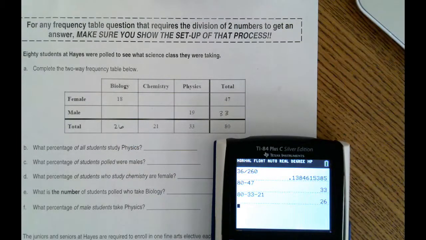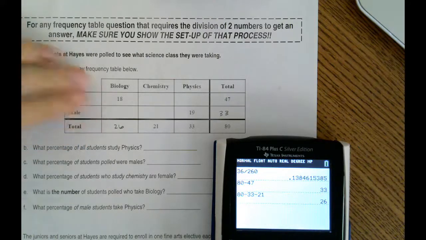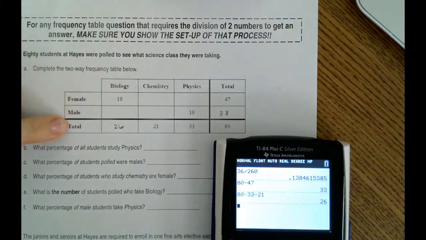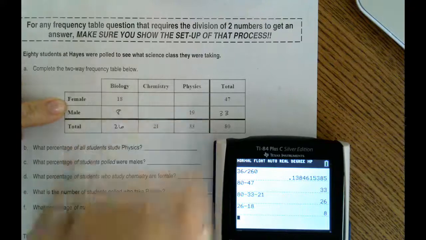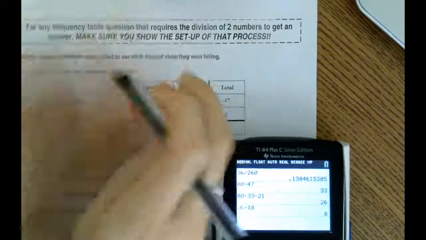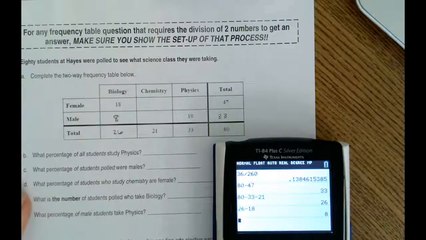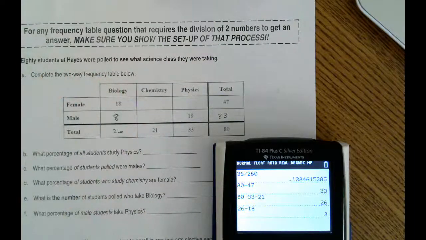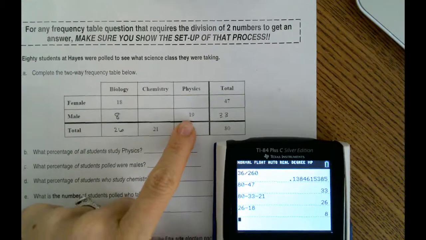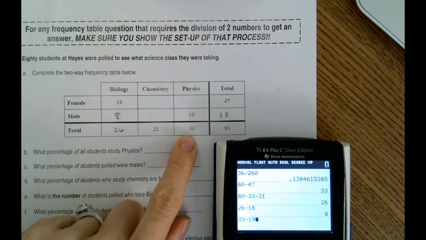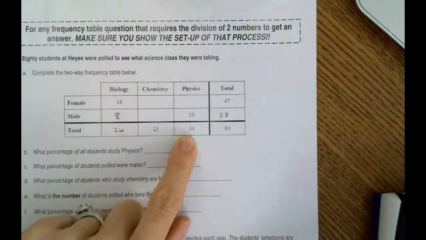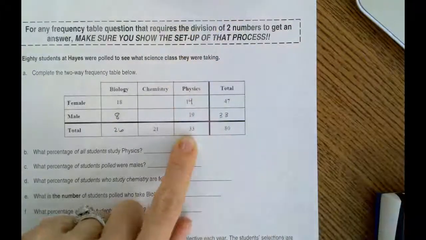So now that we have those totals, we can start going the other direction. Here I know that my total female and males for biology is 26, so I can take 26 minus 18, and that gives me the number of males for biology, which is 8. Okay, for chemistry, we don't really have any other numbers yet, so let's just hold off on that. Here for physics, I can do 33 minus 19, and that will give me 14 for my number of females for physics.